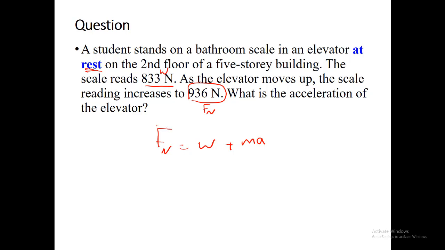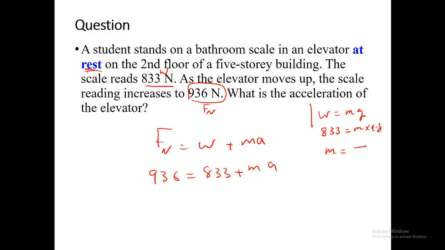Then we have Fn, the apparent weight, the reading of the scale, which in this case would be 936. And the actual weight would be in this case 833 plus m times A. We can solve for m times A. We can solve this problem if we know how much m is. And of course, we can get m easily because we know that W equals m times g. W is 833 equals m times 9.8. So m would be in this case equal to 833 divided by 9.8. So we have this value and we can easily find the acceleration.